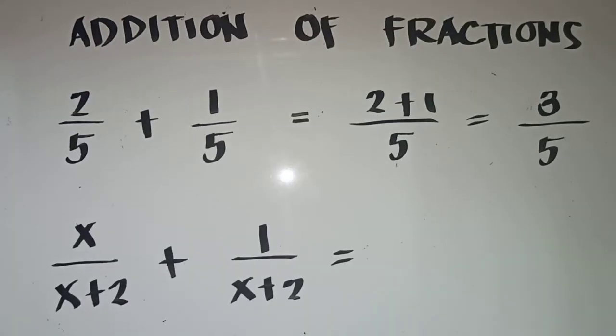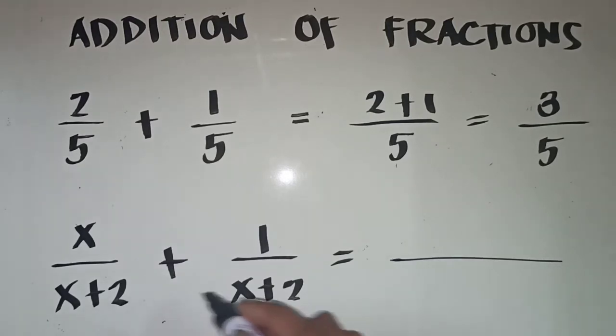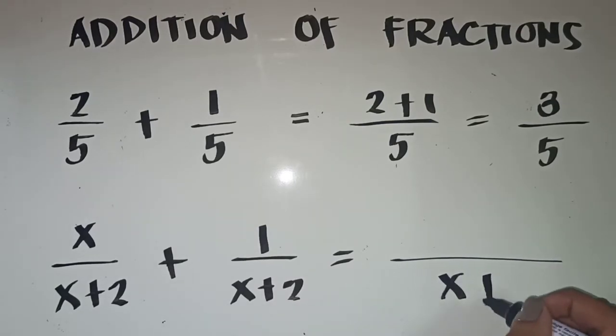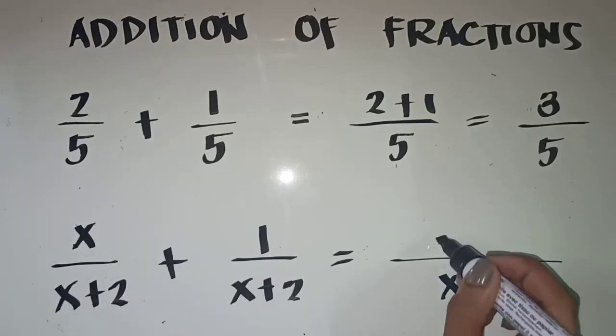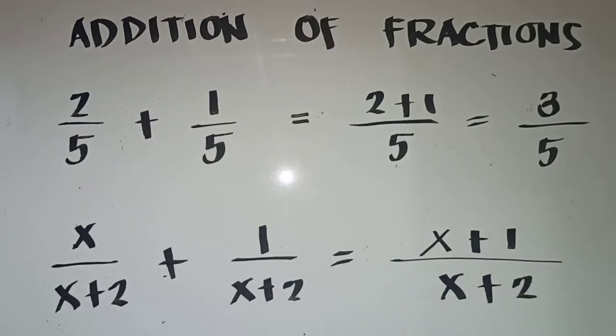Okay, so another example. So this is also a similar fraction. So x over x plus 2 plus 1 over x plus 2. So kung mapapansin nyo, magkatulad lang ang denominator. So again, in adding similar fractions, just kopyahin lang kung ano yung magkatulad na denominator. So that is x plus 2. Then add the numerator. So x, then plus 1. Okay, so wala na akong pwedeng i-simplify, wala na akong pwedeng i-cancel, therefore this is the final answer.